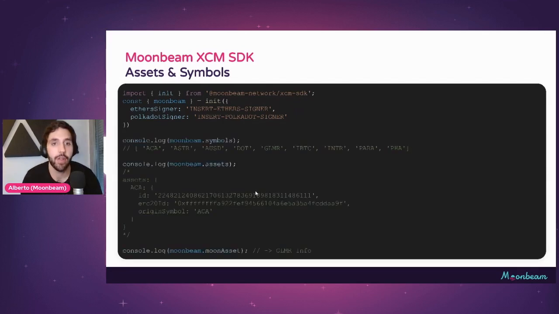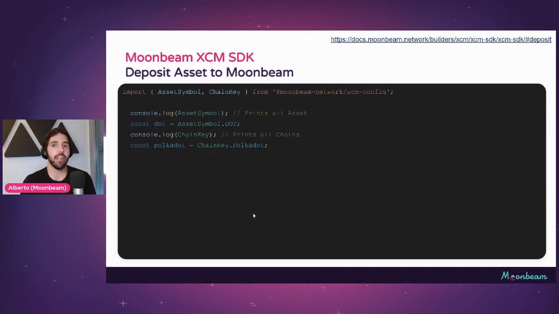If you initialize Moonbeam, you'll have all the symbols, all the assets, and you can get the information about everything that is supported, basically. And in the case of deposit, it's quite simple. As always, you can find the documentation URL in the top right-hand corner. But basically, you import the asset symbol and the chain key. The asset symbol has all the assets supported, and the chain key has all the chains supported. And you can say, hey, I want to interact with DOT, and I want to interact with Polkadot.